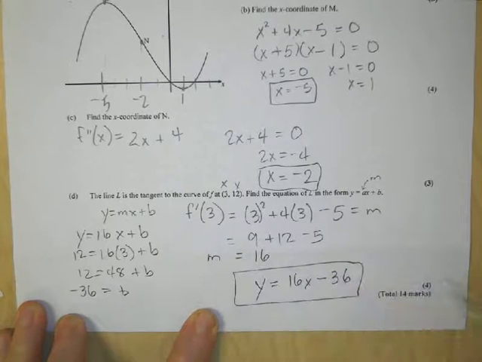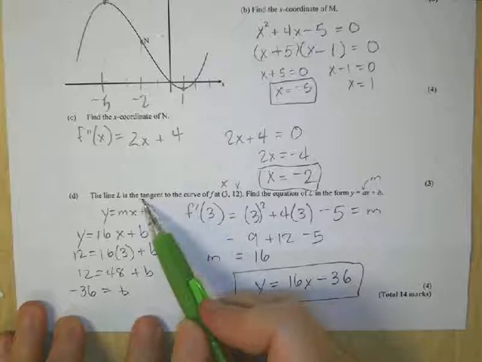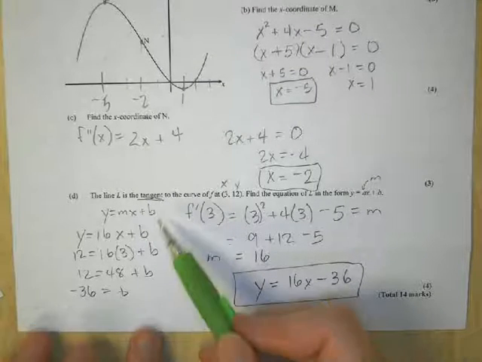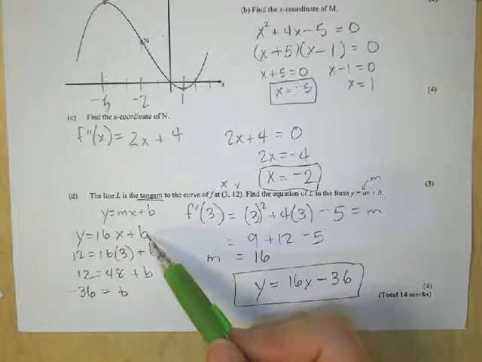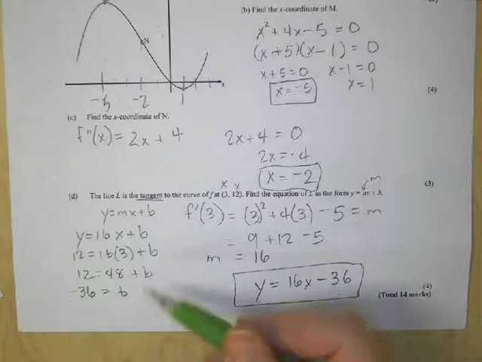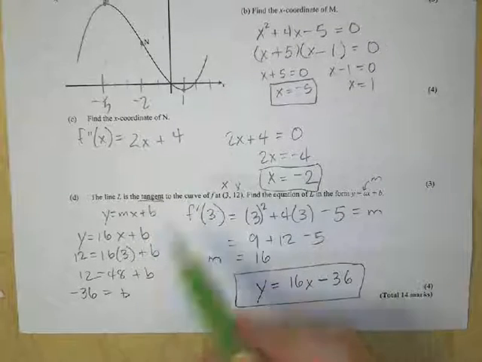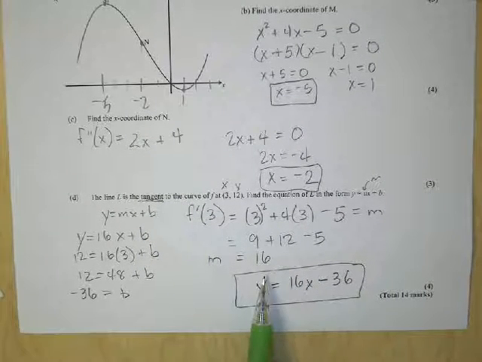That is the equation of L, which is tangent. Notice it's tangent, it's not normal. For a normal, I would have to do the perpendicular, the opposite reciprocal for the perpendicular slope, but this says tangent, so it's just find the slope at that point and use it to find the equation of my line. There it is.